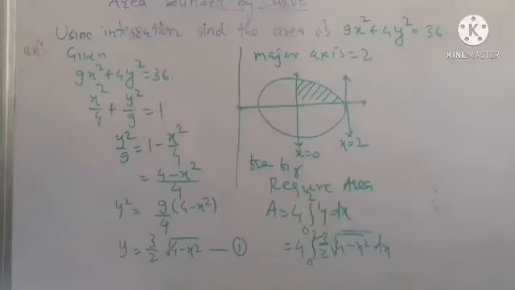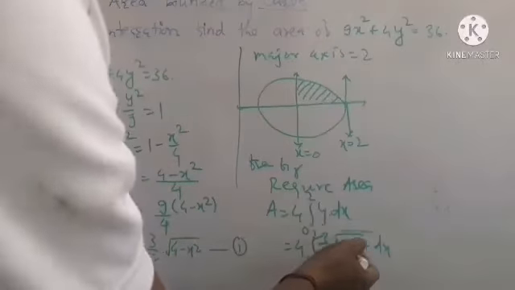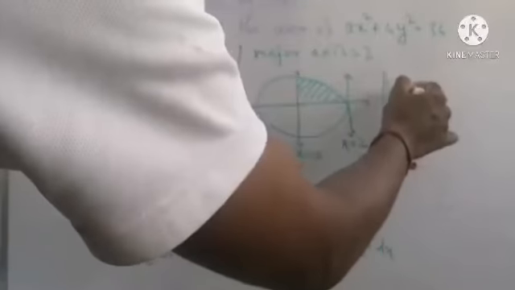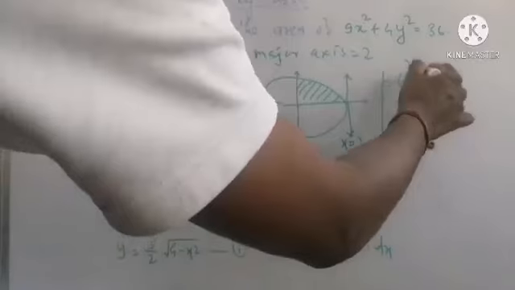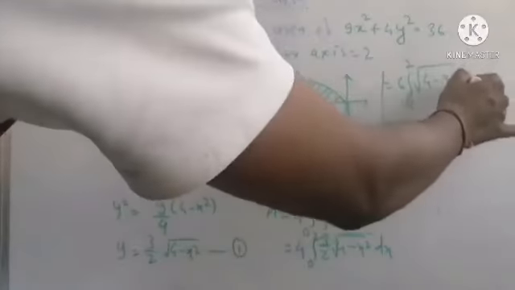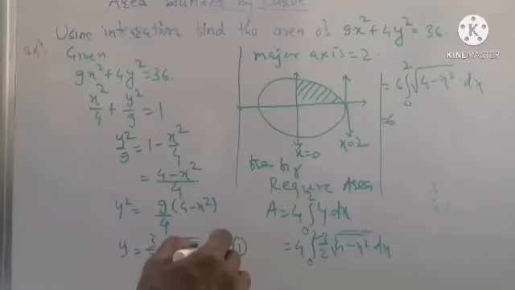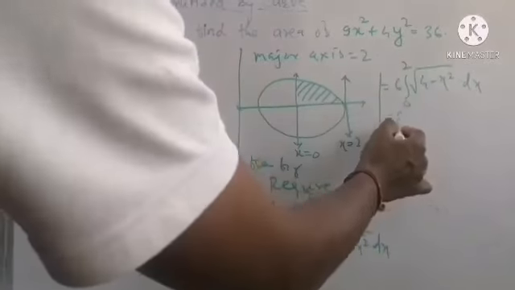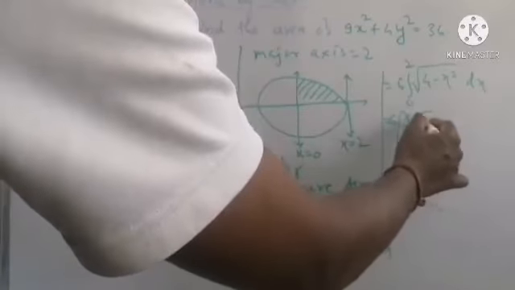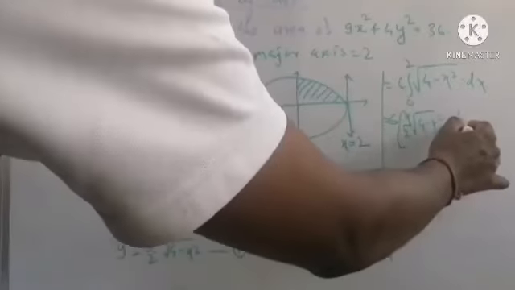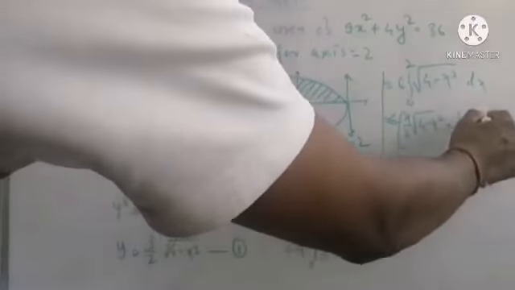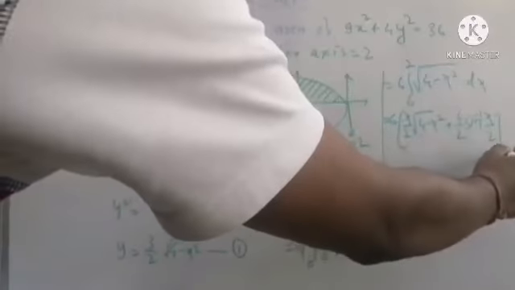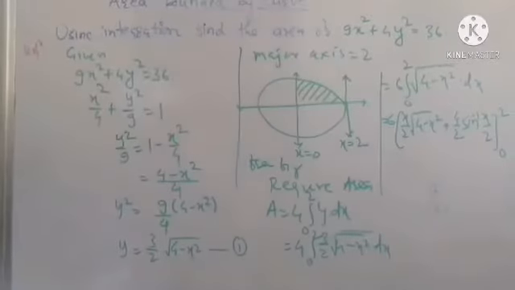Now 3 by 2 is a constant, so we take it outside; 4 into 3 is 12, 12 by 2 is 6, multiplied by the integration from 0 to 2 of root of 4 minus x². Now this is again the radical form root of a² minus x², having integral x by 2 root of a² minus x² plus a² by 2 into sin inverse x upon a, where a is here 2. So we take the integral as x by 2 under root of 4 minus x², plus 4 by 2 into sin inverse of x divided by 2, from 0 to 2 as the given limits.